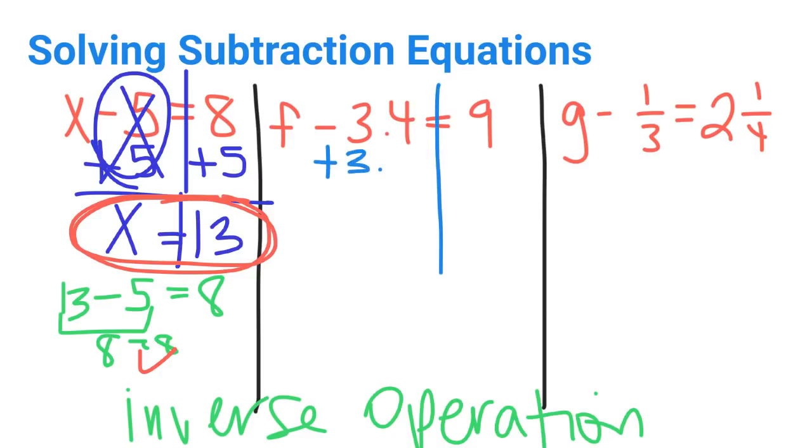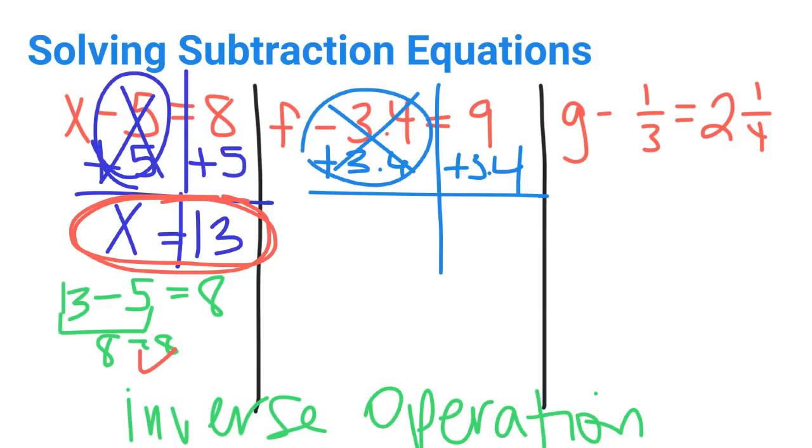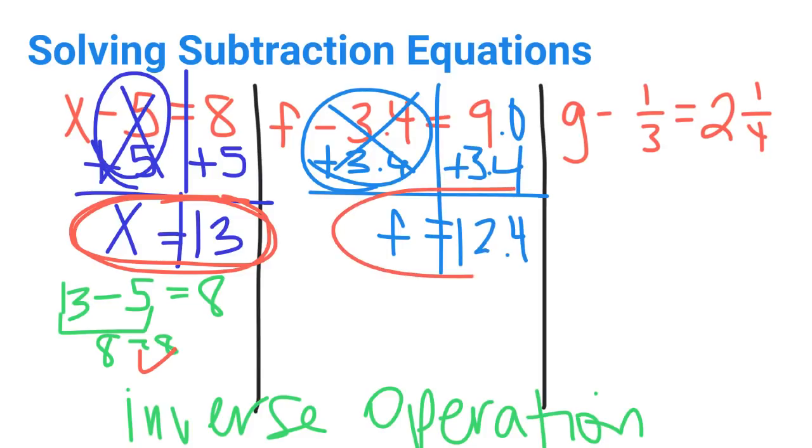Taking a look at our second example, again drawing the line down through the equal sign, we're going to add 3.4 to both sides, because again we're using the inverse operation. 3.4 minus 3.4 equals 0, so we're left with f. 9 plus 3.4, we're going to add a decimal and a 0. 0 plus 4 is 4. Bring our decimal down. 9 plus 3 would be 12, so f should be equal to 12.4.